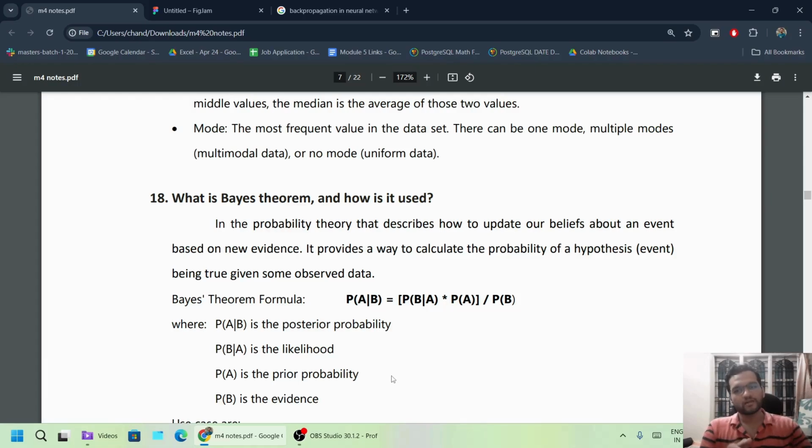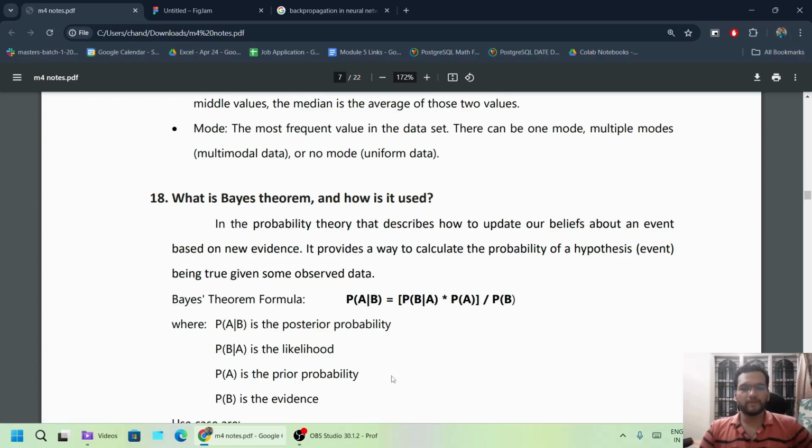Based on these symptoms, we call it an event. Based on this much new evidence, the doctor will update his belief that he may have dengue, or he may have malaria. Based on the symptoms, the new evidence, the doctor will believe which disease may probably have happened for him. Let us go for the formula.